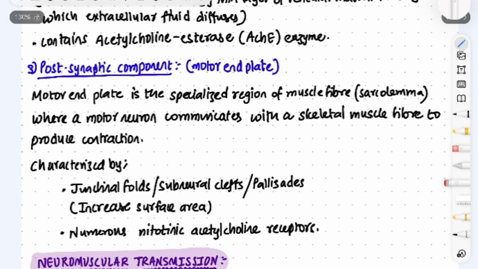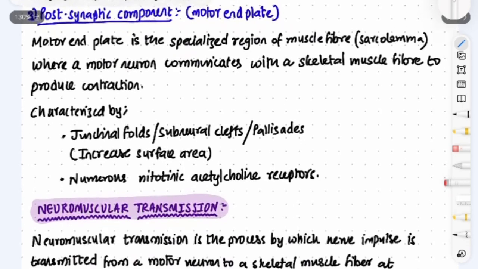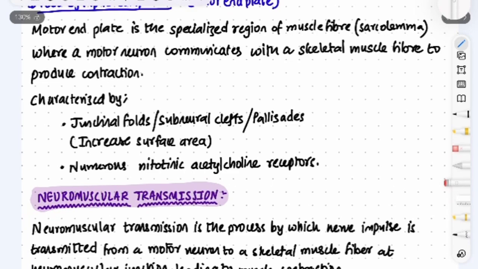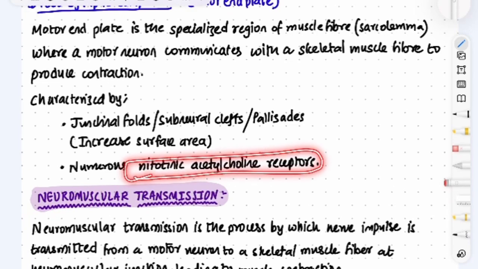Now we are going to talk about the postsynaptic component. This postsynaptic component is also known as the motor end plate. So it is a specialized region of the muscle fiber, which is also called the sarcolemma, where a motor neuron communicates with the skeletal muscle fiber to produce contraction. I hope you are clear with this. Now this is characterized by the junctional folds. These junctional folds are also known as subneural clefts or palisades. They increase the surface area. And one more most important point to remember is that the postsynaptic component contains numerous nicotinic acetylcholine receptors.